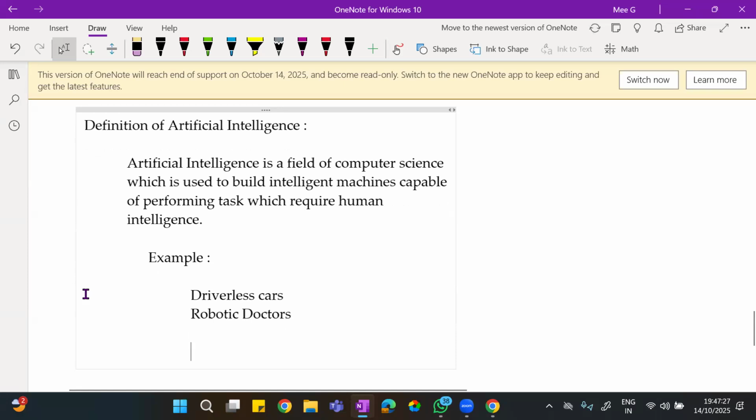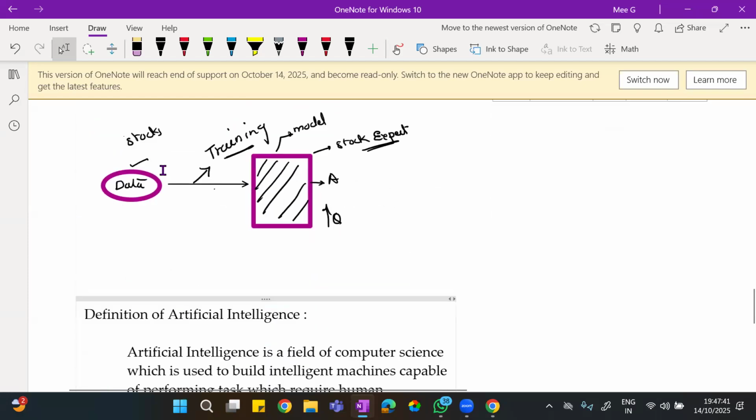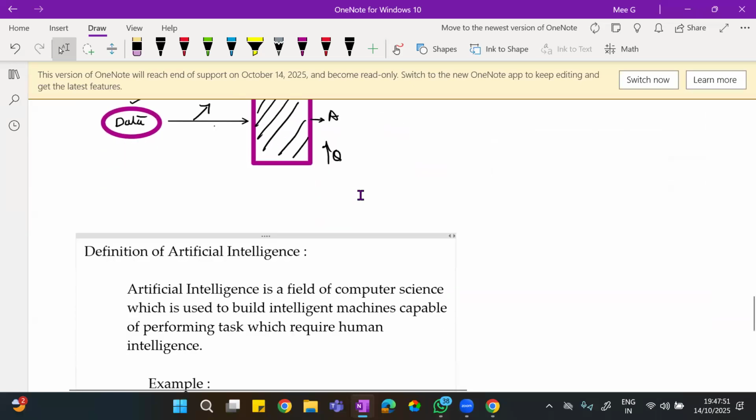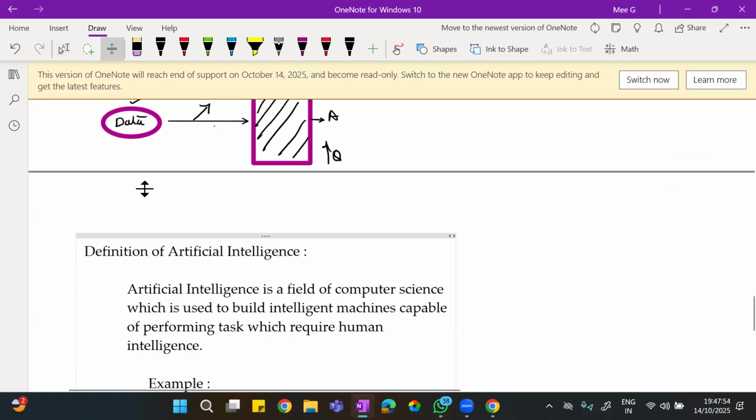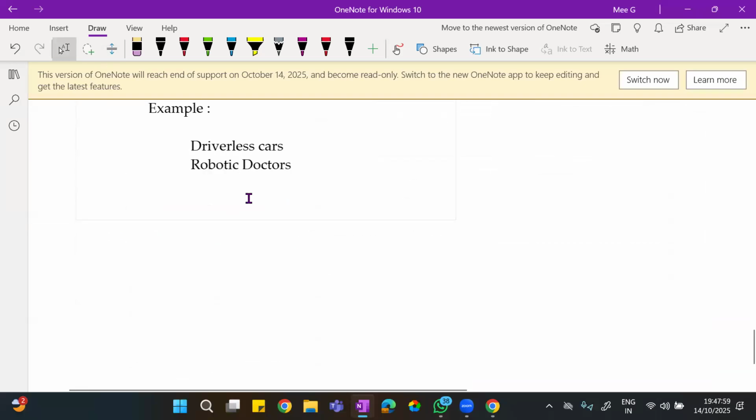Now, first, by looking at what I explained, one thing is sure: as we are changing the data, its performance is changing. If I'm giving stock market data, it is becoming a stock expert. If I'm giving something related to a disease, it is acting like a doctor. Okay, so it is data oriented. Without data, it will not work. Based on the data, it behaves in that fashion.